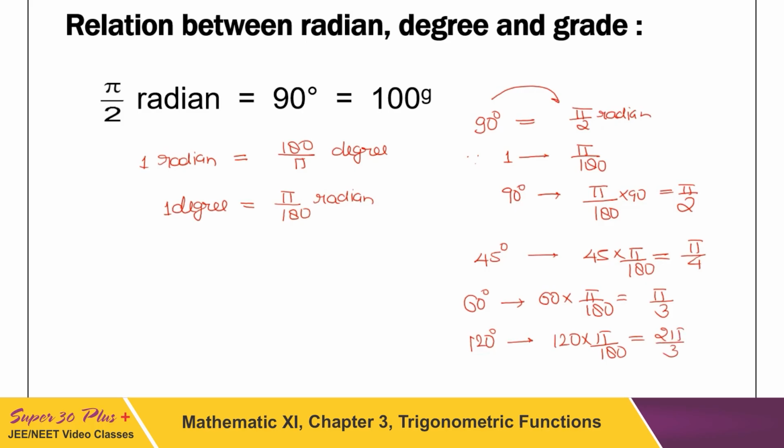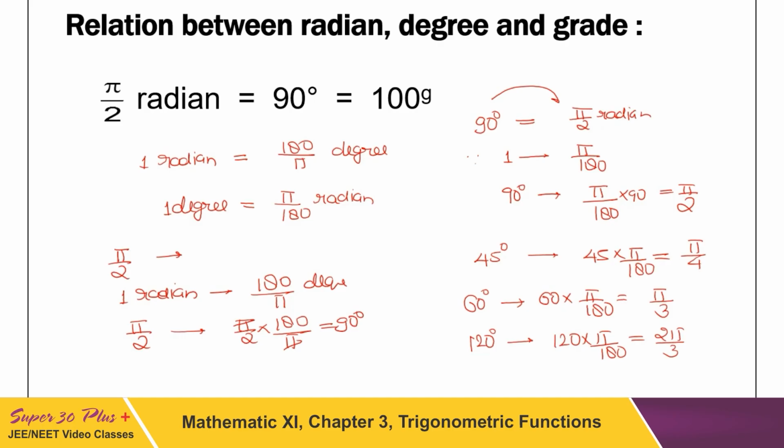Now we can convert radian into degree also. If we have pi by 2 radian, then as we know, in 1 radian there are 180 upon pi degree. So in pi by 2 radian, there will be pi by 2 into 180 upon pi. Simplify it, it is 90 degree. Similarly, in pi by 3 radian, there will be pi by 3 into 180 upon pi, which is equal to 60 degree. You can interchange radian into degree and degree into radian.